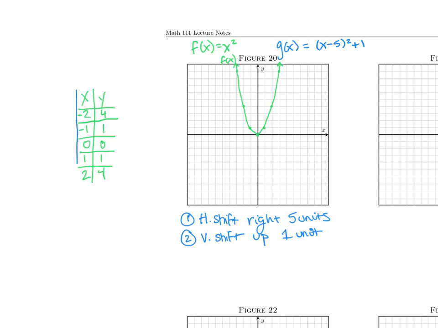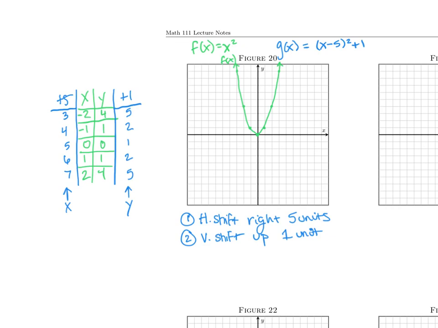So for my x values, I'm going to add 5 to all of them. So if I do that, this becomes 3, 4, 5, 6, and 7. These are all my new x values. And then my last transformation of vertical shift moving up, that's going to happen to all of my y values. So I'm going to add 1 to all of the y values. And it's going to leave me with the values of 5, 2, 1, 2, and 5. And these are going to be my new y values.